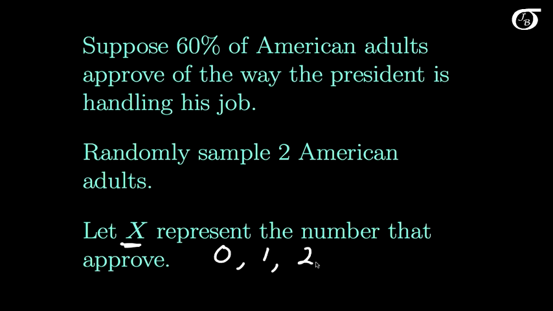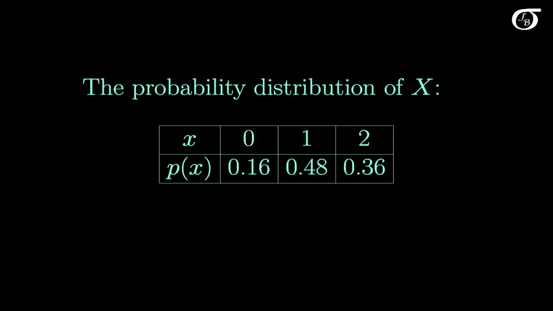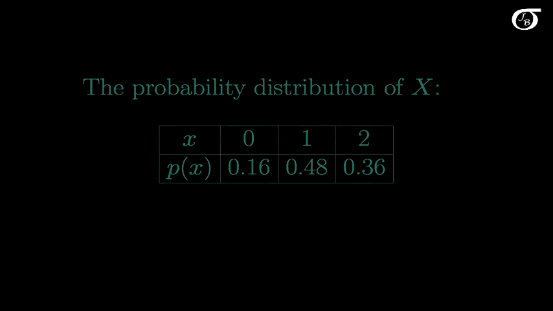Those are the possible values for a random variable x, and we can calculate the probabilities of those, 0, 1, and 2, from the idea that we have 60% of American adults approving, and we are randomly and independently sampling 2 American adults. And I show how to go through those calculations in my Introduction to Discrete Random Variables video. If we were to do that, we end up with this discrete probability distribution here. Now we might want the mean and the variance or the standard deviation of this probability distribution, so let's walk through some of those calculations.